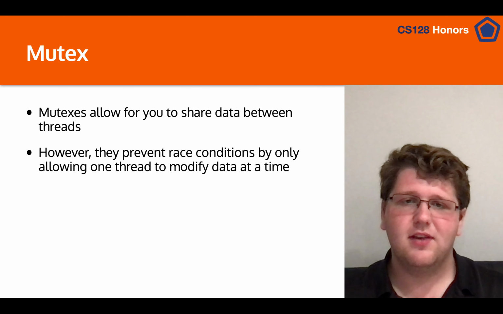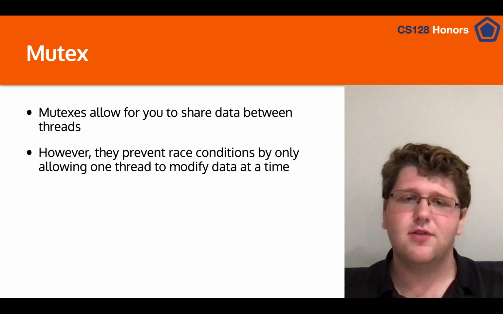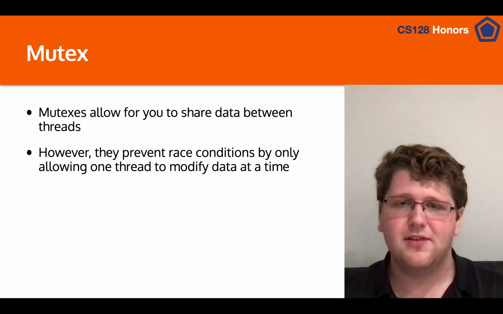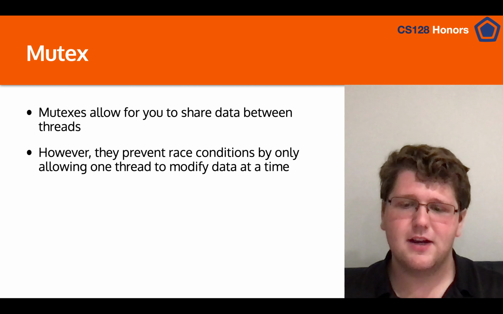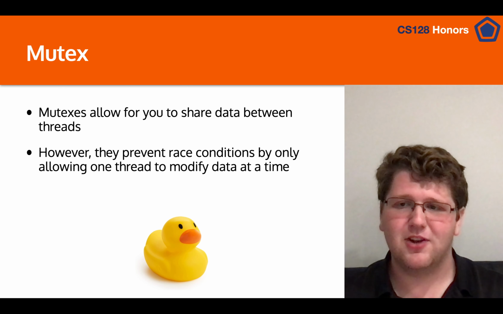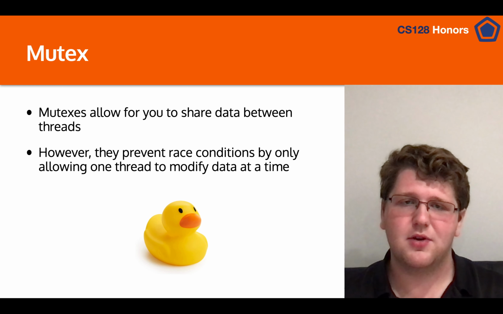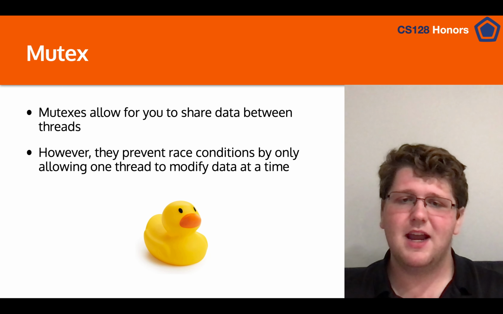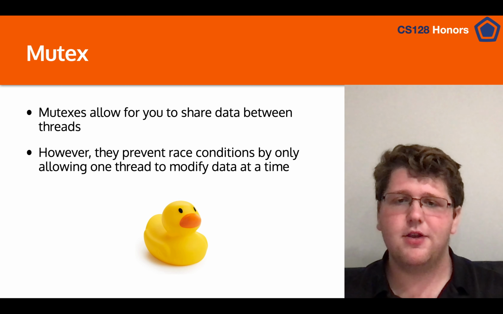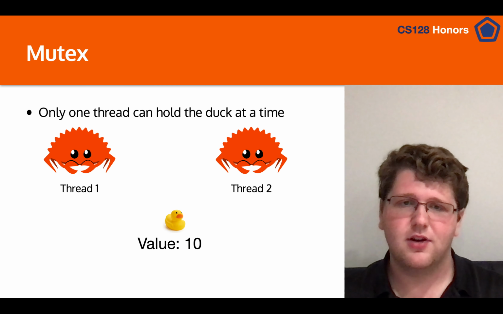So mutexes, as I said, allow you to share data between threads, but they prevent race conditions like the ones we saw above by only allowing one thread to modify that data at a time. The way this is done, we'll show off in a second by using a very ominously presented rubber duck. This rubber duck is going to represent our mutex. The idea is that only one rubber duck exists and you can only modify the data while you have the rubber duck.